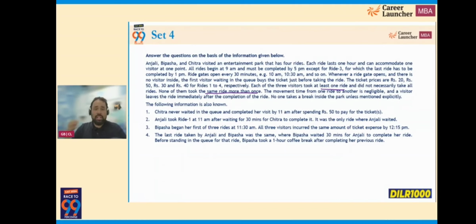So there are a lot of fundamentals happening here. Okay, I know there is a ride 1, a ride 2, a ride 3, a ride 4. I have people: Anjali, Vipasha and Chitra. Somebody will do ride 1, somebody ride 2, somebody ride 3, somebody ride 4 at some point in time. There are half-hour intervals. Each ride a visitor takes is 1 hour long. So I need to find out when a person took a ride. I think that is what the set is.